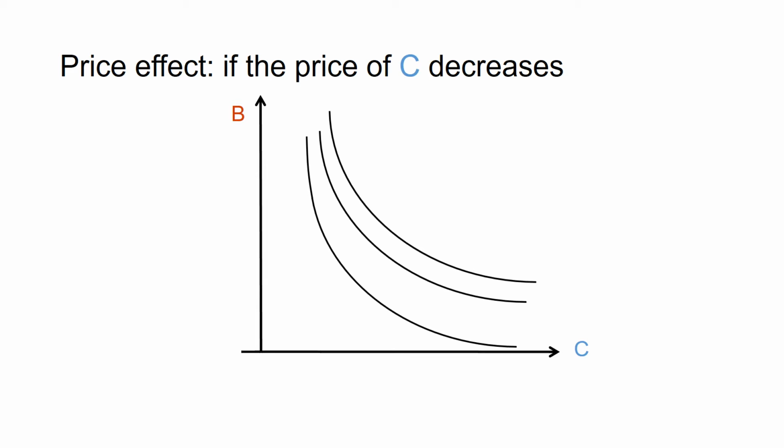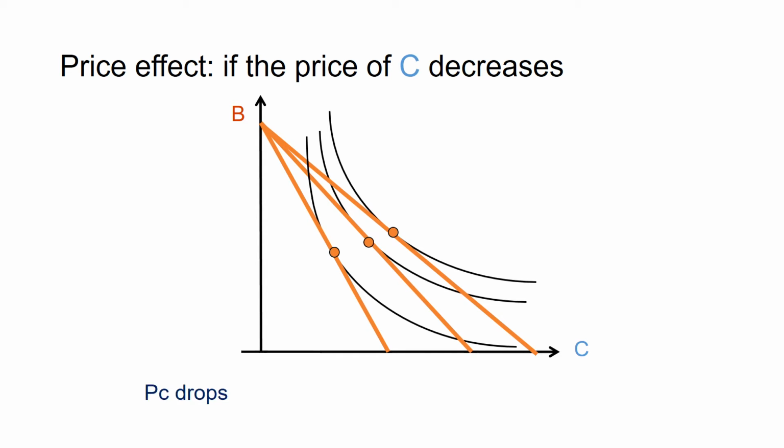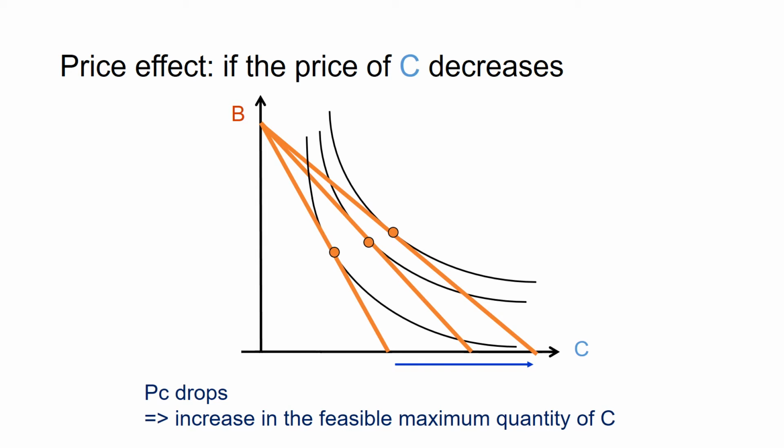Now we're going to see what happens to the optimal consumption point when there's a change in the price of one of the goods. So we're going to first assume that the price of C decreases. We're going to start from an original budget constraint, and if the price of C decreases, that means that the budget constraint is going to pivot to the right. Indeed, when the price of C drops, there's an increase in the feasible maximum quantity of C that the consumer can consume. The maximum quantity of B doesn't change because the price of B does not change.